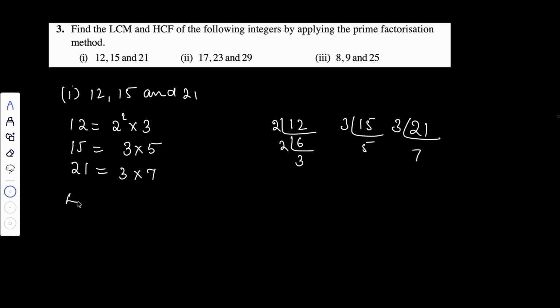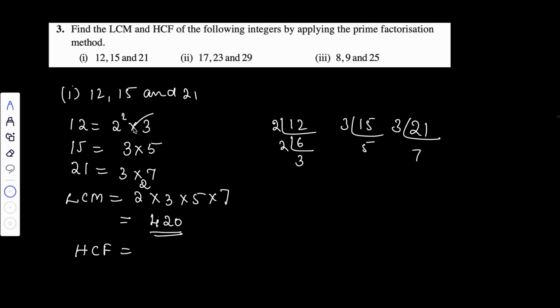So LCM of this is, write all the factors. 2 is there, 3, 5 and 7. Highest power for 2 is 2 square. 3 is highest power is 1. This is 5 and 7 is also 1. When you simplify all this, you will get here 420. That is the LCM of this. Then HCF, we have to find the common factor out of that lowest power, and we have here 3.